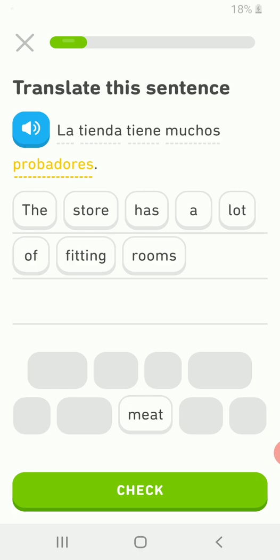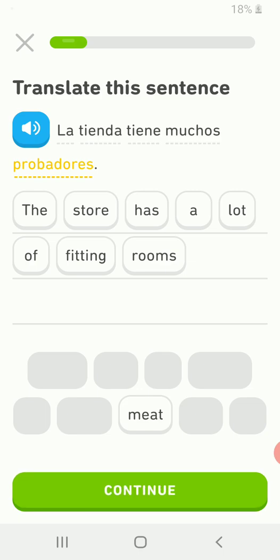So if you want to buy some clothes, unas ropa, si quieres comprar unas ropa. Maybe you just say una ropa, because ropa is a collective noun, so it never takes an S. And so let's continue here.